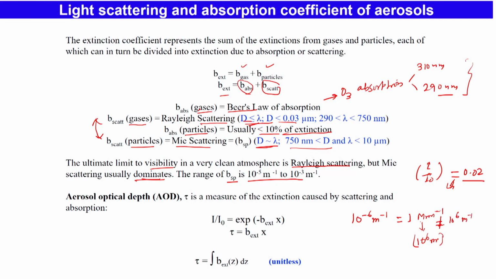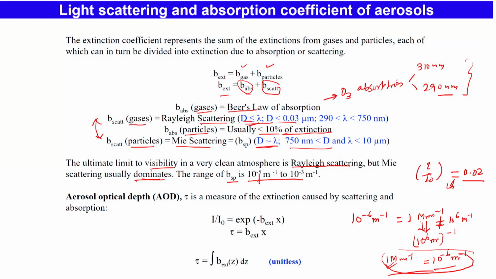Some people get confused because M stands for million and million is 10 to the power 6, and meter inverse is meter inverse. But here, the way the units are represented, it is 10 to the power 6 meter and the inverse of the whole thing. So you will have 10 to the power minus 6 and then meter inverse, and this is called 1 Mm inverse. This is the standard unit that we use for extinction and absorption. It is very commonly used, so just remember this one.